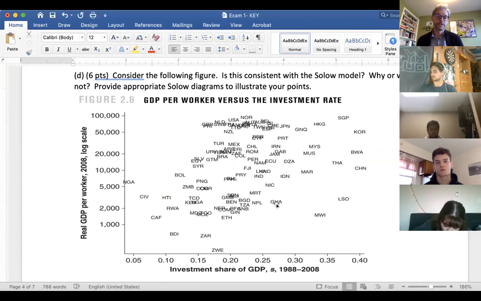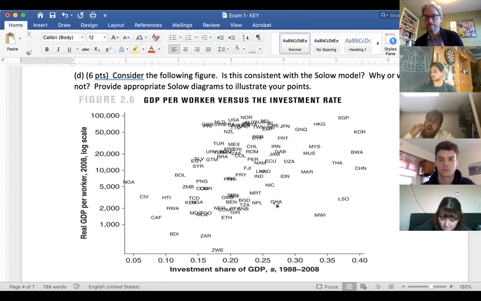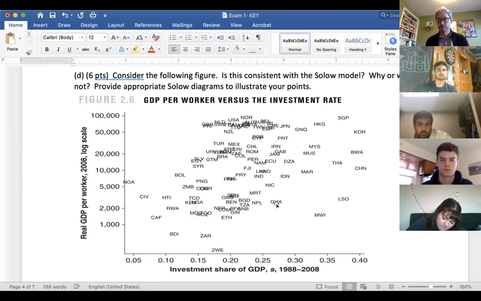Finally, here for question 2, consider the following figure. Is this consistent with the Solow model? Well, I actually was kind of open to multiple arguments here. I was just looking for some consistency and clarity to your thought. There is one argument that yes, there does appear to be a positive relationship between the savings rate and the level of income. And that definitely holds in the Solow model, right? Because an increase in s shifts up our steady state and causes us to be richer in the long run.